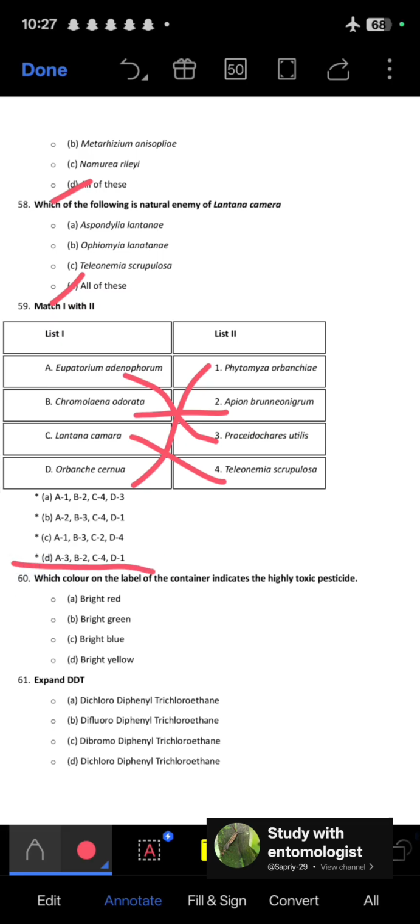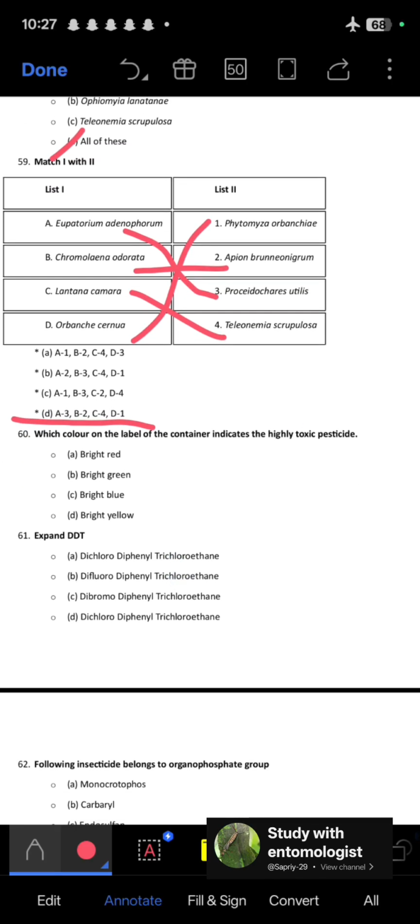Next is which color on the label of the container indicates the highly toxic pesticide. So in that, highly toxic is bright yellow. That is, red is extremely toxic and bright yellow is highly toxic. So option D will be the correct answer.